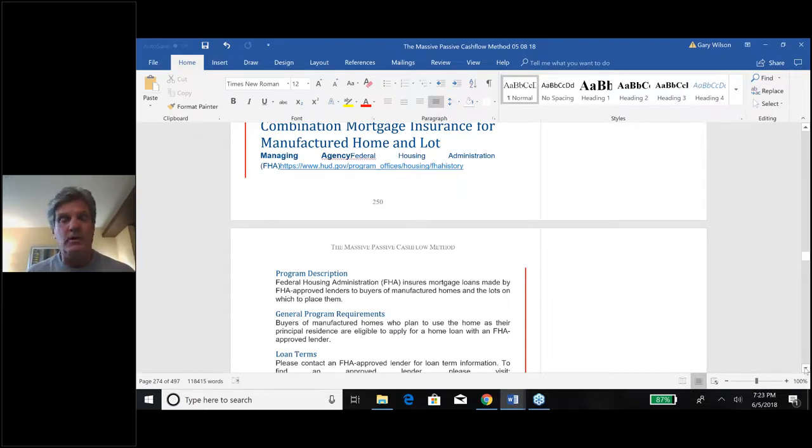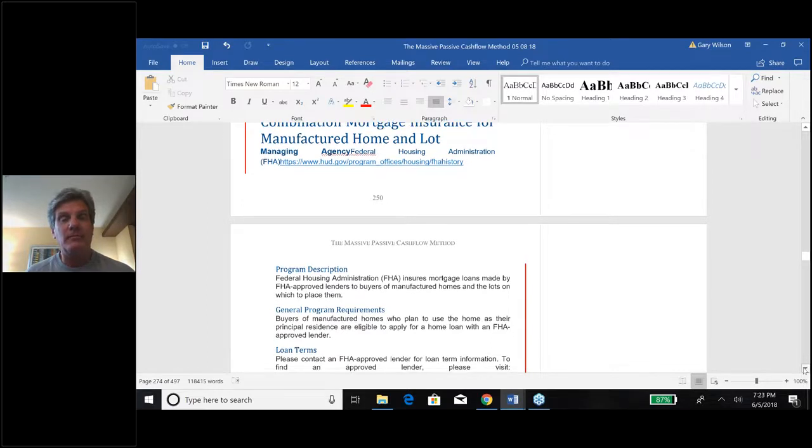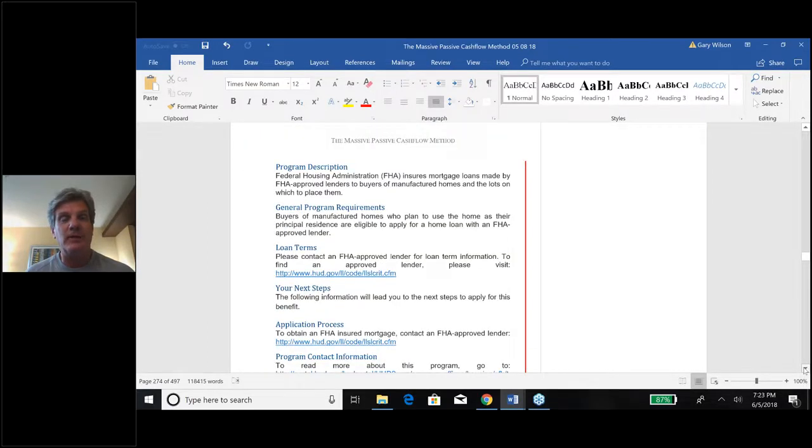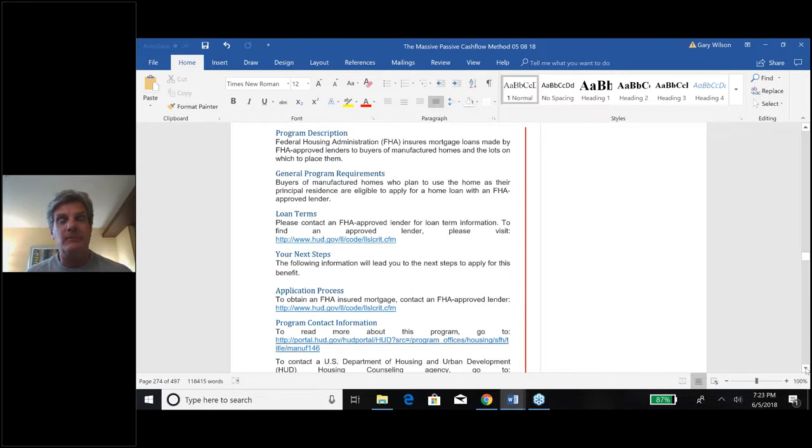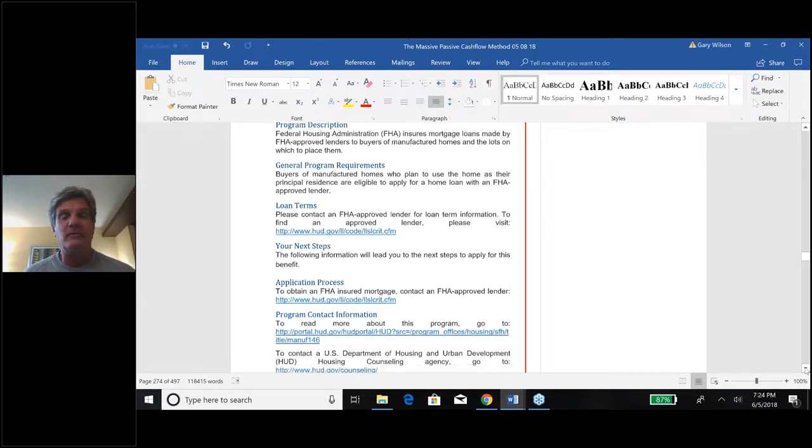Believe it or not, you can get loans to buy land and put mobile homes on there. It is an FHA program, and you can read all about it here. Again, I won't go into all the details here. I just want to let you know what's possible. And because of that, it makes it possible for multiple banks to make these loans as long as they're FHA insured mortgages. Okay. Again, you've got all the contact information there, the application process.